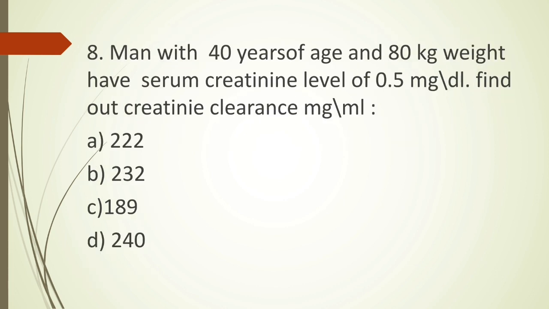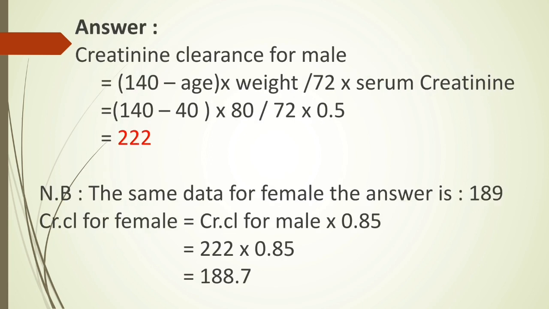Now question number 8. A man of 40 years of age and 80 kilogram weight has a serum creatinine level of 0.5 milligram per deciliter. Find out the creatinine clearance in milligram per ml. Option A 222, option B 232, option C 189 and option D 240. So we have to find out the creatinine clearance level. There is an equation for finding the creatinine clearance, and the equation is different for male and female.